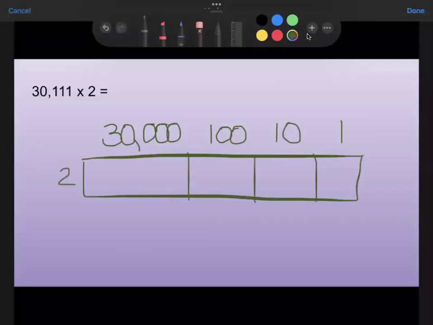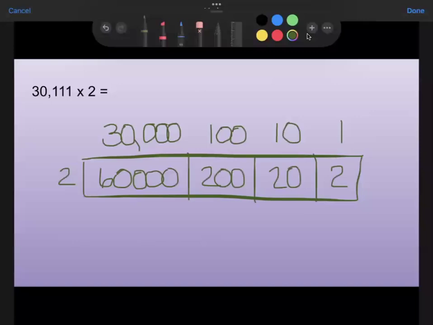So to multiply 30,000 times 2 for the first box, I would do 3 times 2, which is 6, and then add those 4 zeros, 1, 2, 3, 4 to the end. For the next box, I'd take 100 and multiply it by 2, so that would be 200. For the next box, it'd be 10 times 2, which is 20. And the last box would be 1 times 2, which is 2.